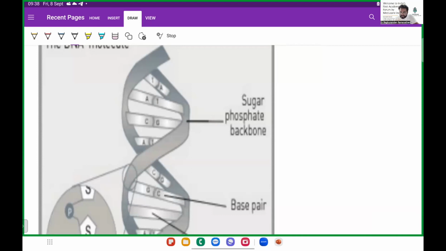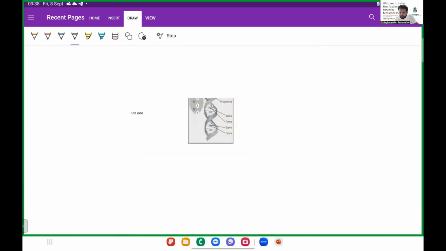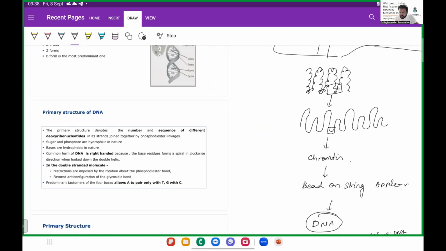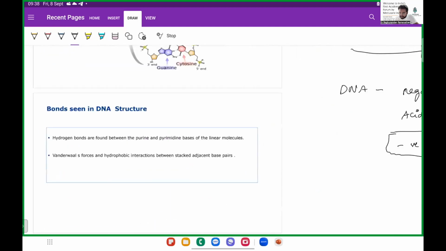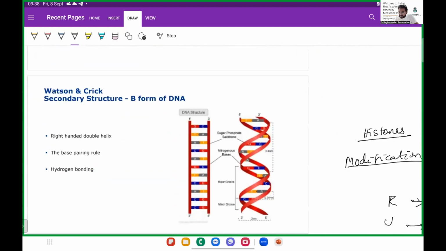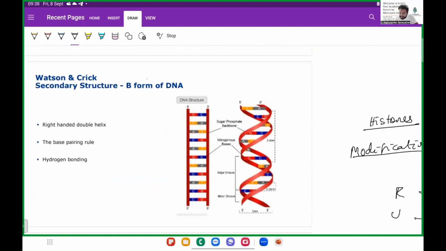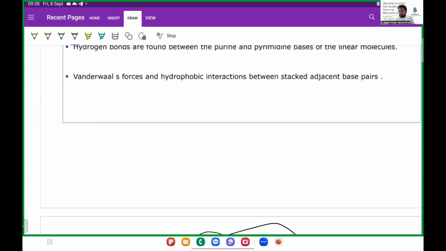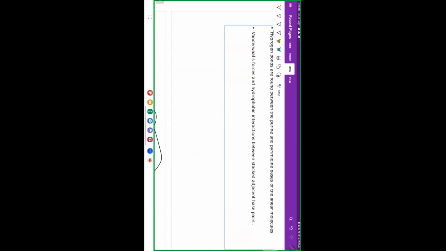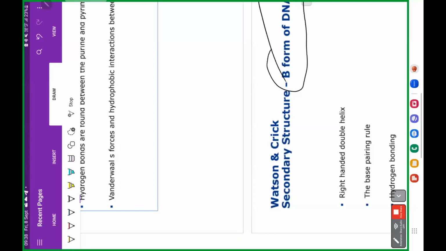Second thing, after knowing this, the next important thing you are going to know is that this is the Watson and Crick model. This is going to be the B form of DNA. Now, if I ask what the different forms of DNA are, you have three different forms of DNA actually. So DNA is going to be of three types: A type, B type, and Z type.